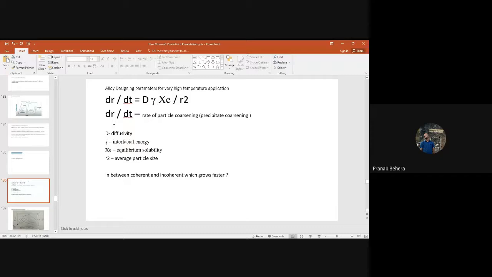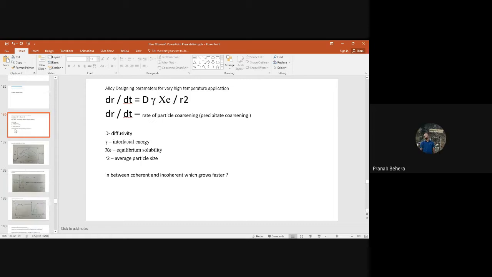But sir, is it R square or R2? R square, to the power 2. Okay, sir.